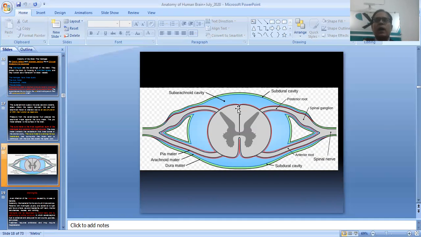Both are divided. After that, we are having coverings of this one. Above this one, we are having dura mater, right? And subdural cavity is there. Pia mater is there. Arachnoid mater is there. Dura mater is there. So this pia mater is here, here, dura mater. Between that, we are having cerebrospinal fluid. So it helps the brain. It protects the brain from the outer problems.